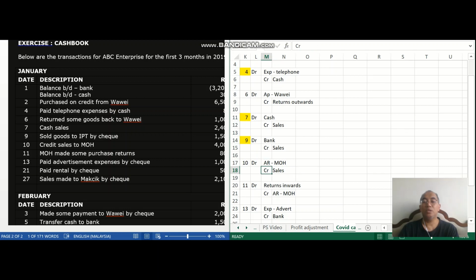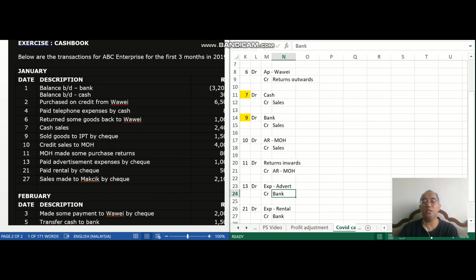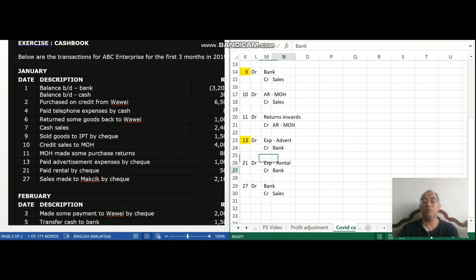And then this one no, this one no, and no. What about the 13th? Yes, we have the word bank over here. Okay, we take it. And what about here? Okay, we have bank over here. We take it also. And this one we have bank. Okay, this one will go as well.